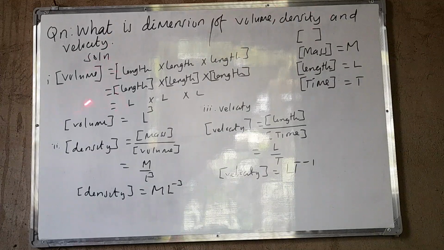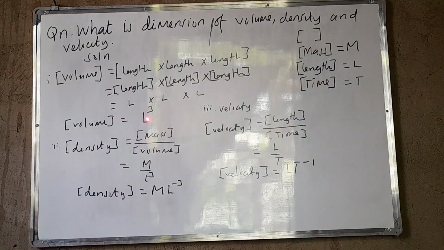We know that the formula for finding volume is length times width times height, but height and width are termed as length. So the dimension of volume is equal to dimension of length times length times length. This is equal to dimension of length times dimension of length times dimension of length. Finally, each dimension of length is L, so the final dimension of volume is equal to L cubed.